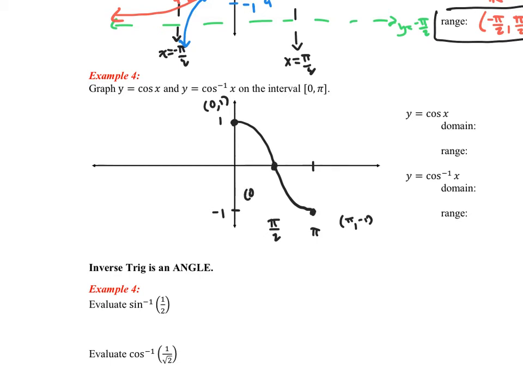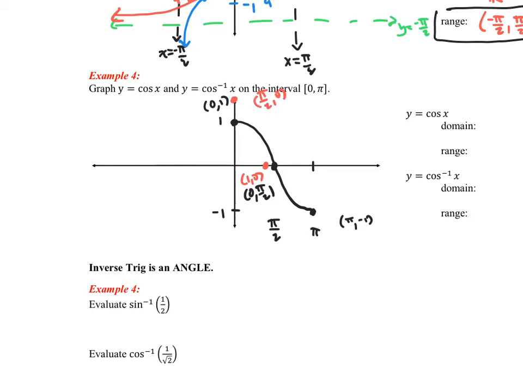Here's the point 0 comma pi over 2. Now I may have some issues here with what my next portion of my graph looks like, but we do know that if 0, 1 is on cosine, then 1, 0 should be on inverse cosine. So it should be the point 1, 0. If pi over 2, 0 is on cosine, then 0, pi over 2 should be on inverse.